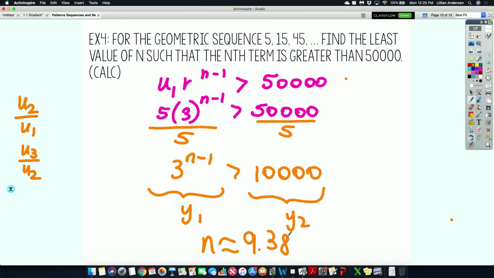But can n be a fraction, a decimal? It has to be a whole number. So what is the least value of n such that the nth term is greater than 50,000? 10. So n equals 10. Always provide the non-rounded answer before you provide the whole number answer. Okay?